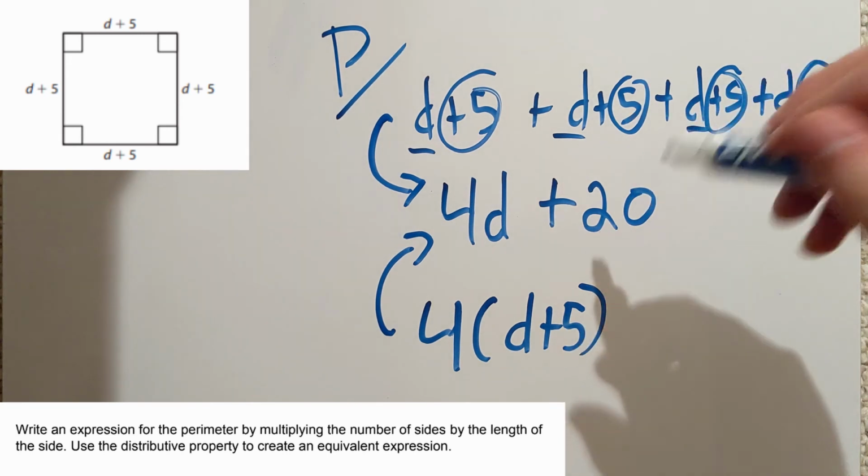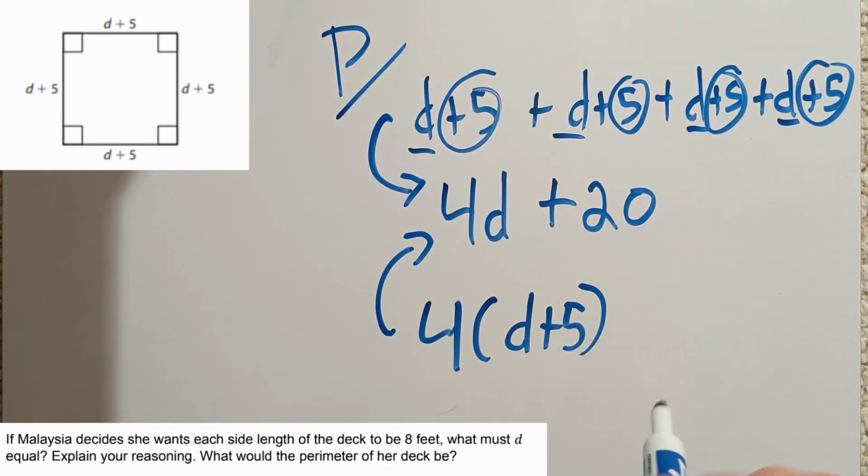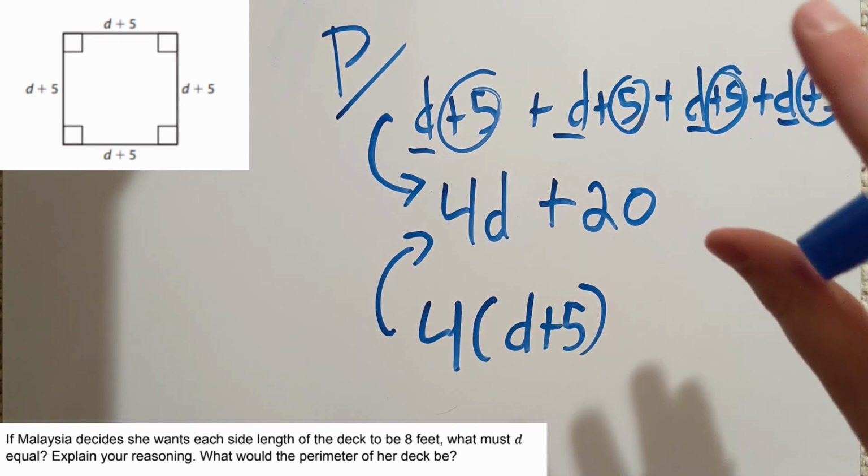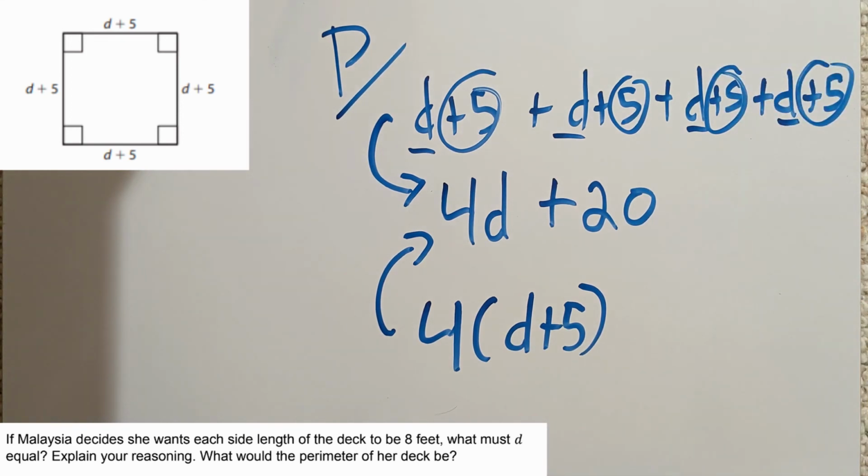Each means the same. The last part says, now we've decided, you know what? We got it. We're going to have the deck. It's going to be 8 feet on each side. So what must d equal? And then what would the perimeter of the deck be?